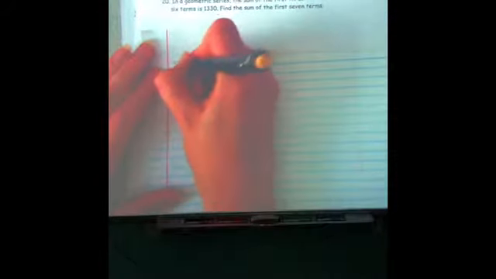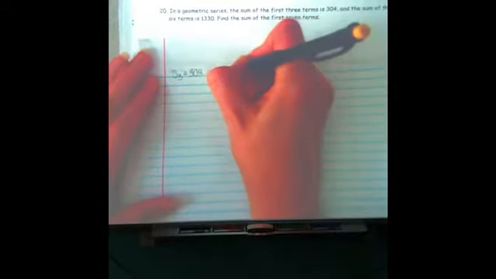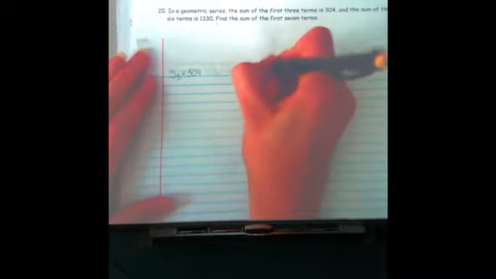Okay, in number 20, they give us the sum of the first three terms and the sum of the first six terms. S sub 3 then would be equal to 304, and S sub 6 is 1,330, okay? And then from there, we are just going to use our formulas for the sum to replace some things so that we can end up with a system of equations with two variables.